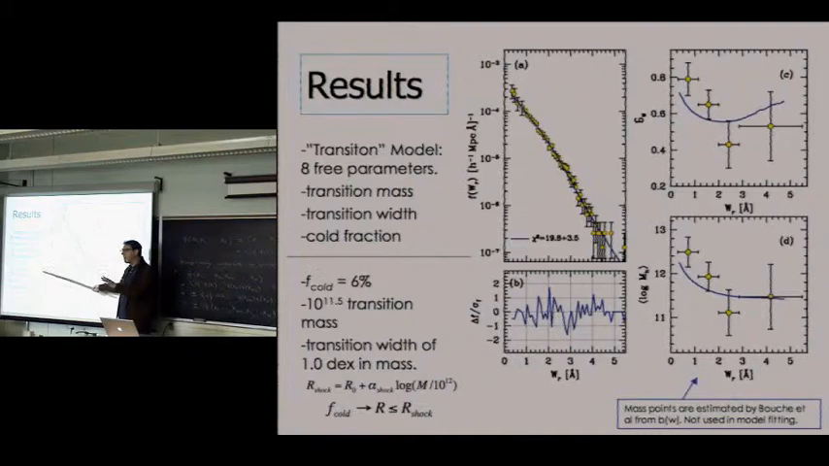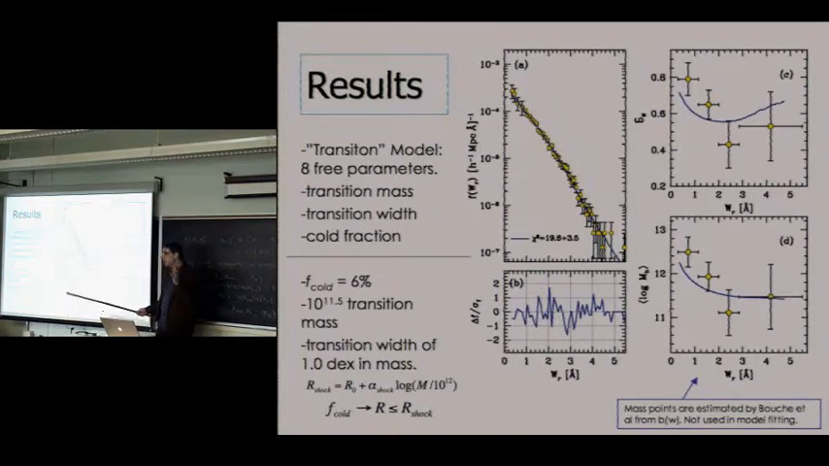And if you look at the constraints we get from this model, what we find is that the amount of cold gas in the hot mode is 6% relative to what it was at lower masses. And this transition mass, where shock heating becomes important, that separates cold halos from hot halos, is 10 to the 11.5 solar masses, which was exactly what was found in the SPH simulations. And this width between all cold and all hot is about one dex in mass. This all agrees very well with what comes out of the SPH simulations.